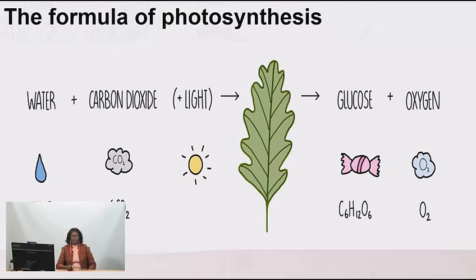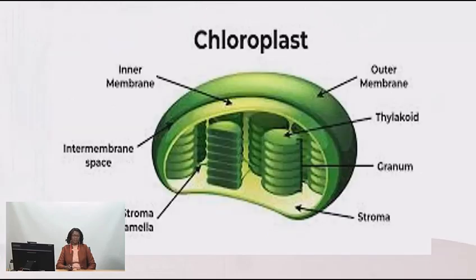Did you get that? You get 6 water molecules, 6 carbon dioxides plus the sunlight, and then it is converted into glucose, which is made up of 6 carbon, 12 hydrogen and 6 oxygen atoms, and also plus another oxygen that is released into the environment.